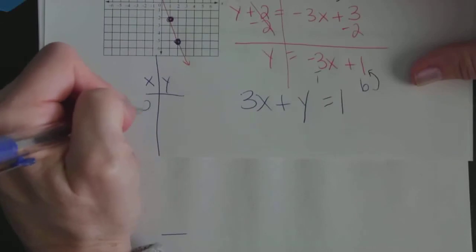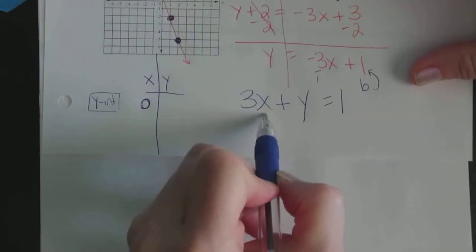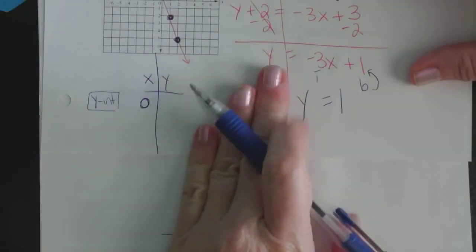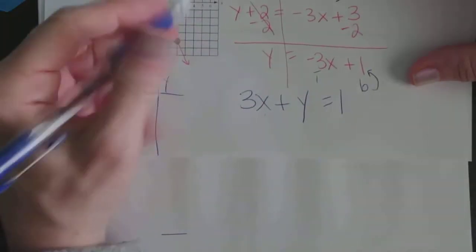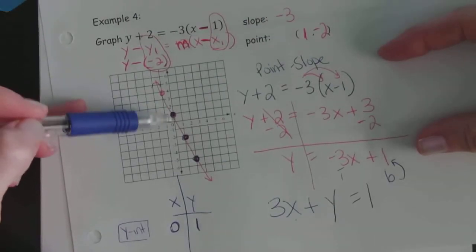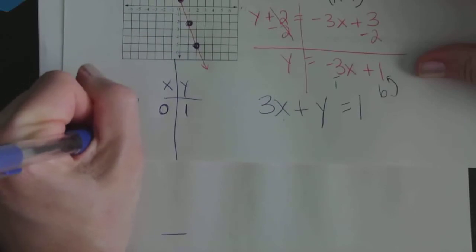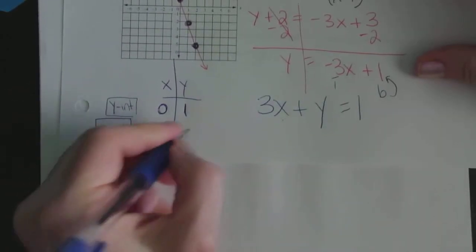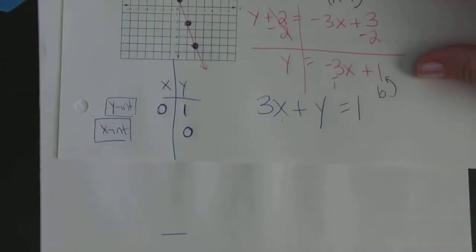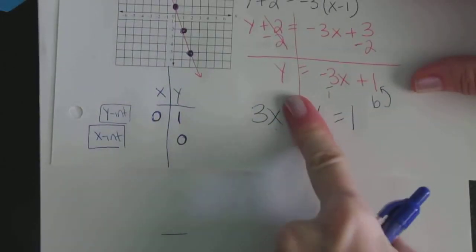If I want the y-intercept, I let the x be 0. If I let the x be 0, this is gone, and y is 1. Look where I am on the y-axis. Am I at 0, 1? Darn right I am.